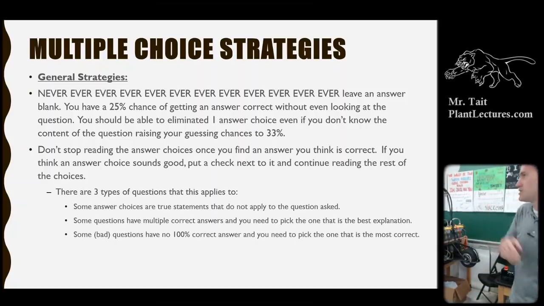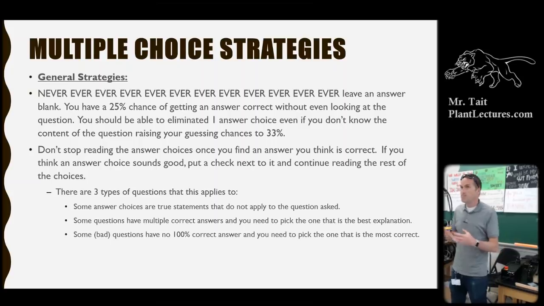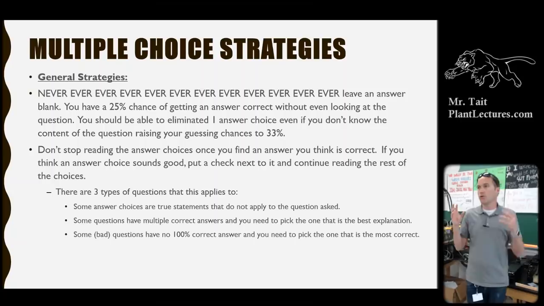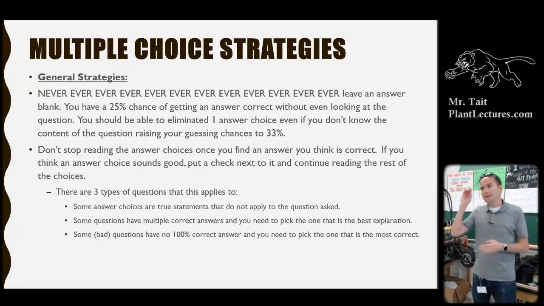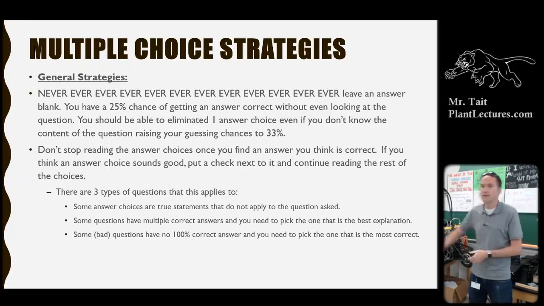Don't stop reading the answer choices once you find the one that you think is correct. That's because 3 types of questions exist. On some answer choices, there's going to be true statements that don't apply to the question. So if the question said, what mechanism allows for the chloroplast to produce ATP, and answer choice A is the chloroplast is the result of the endosymbiotic theory. And you're like, I know that it is. I remember that. Yes, endosymbiosis, chloroplast, boom, A, move on, right?